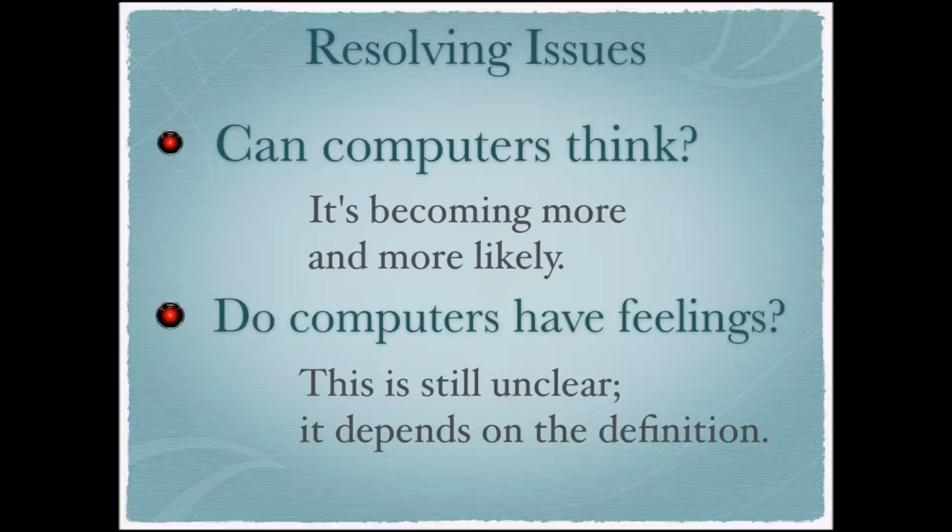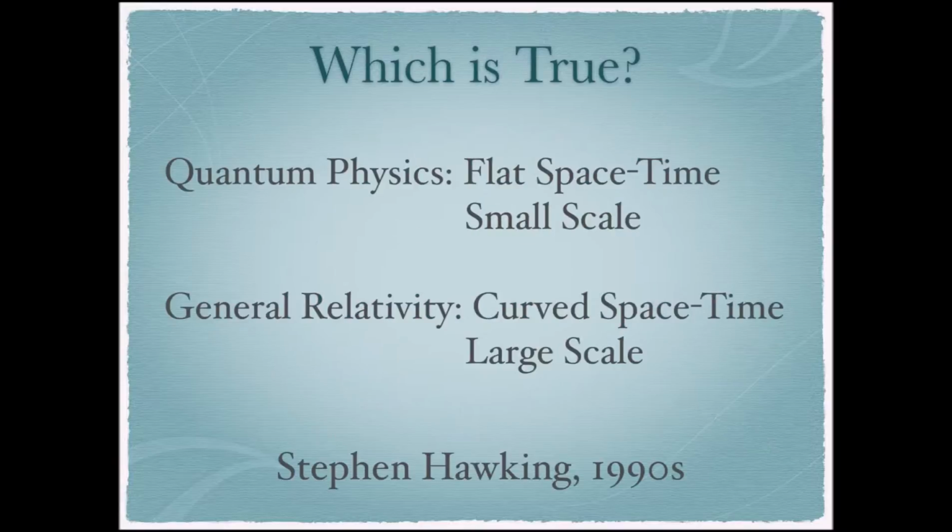To this end, I will digress for a moment to take an example from the field of astrophysics. Now we have two completely opposite ways of thinking. There is quantum physics, which deals with flat space-time and only works well on a small scale. And there is general relativity, which deals with curved space-time and only works well on a large scale.